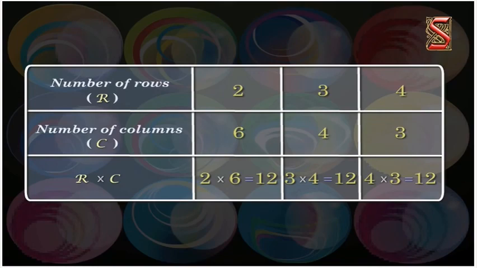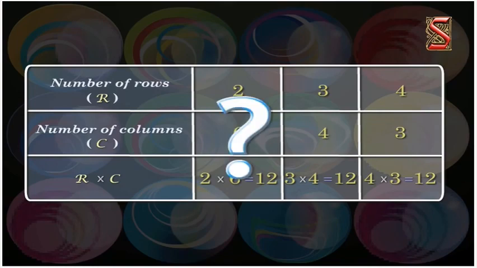So whatever the arrangements were, it was done with the same number of marbles. So in this situation, as the number of rows increased from 2 to 3, 3 to 4, simultaneously the number of columns decreased, that is from 6 to 4 and 4 to 3. So this kind of situation where one quantity increases, the other quantity is decreasing, such a situation is called inverse proportion.